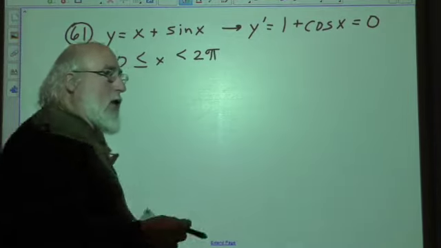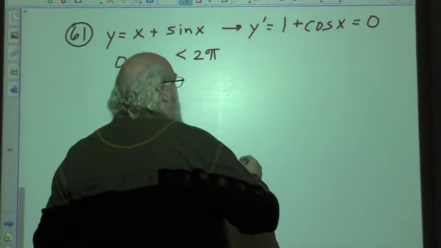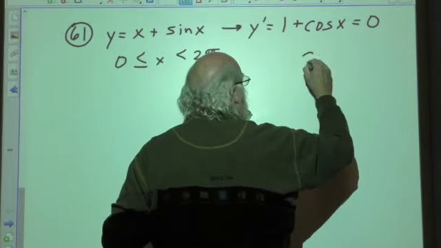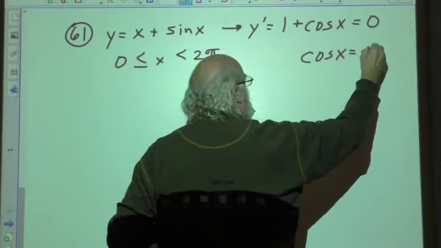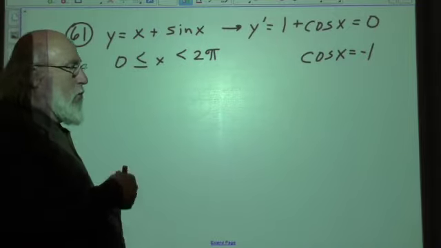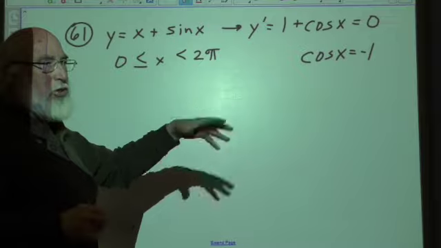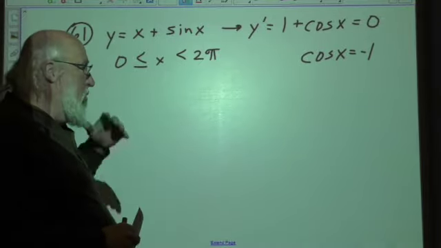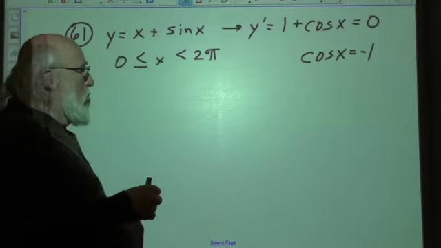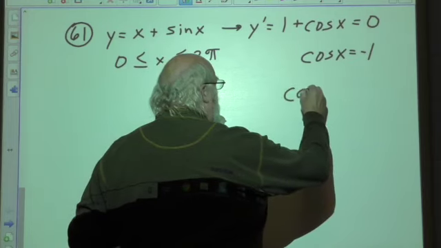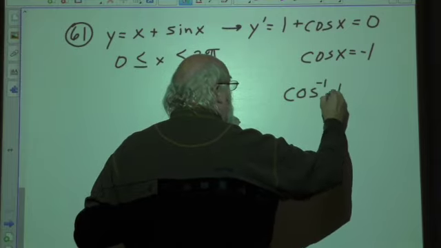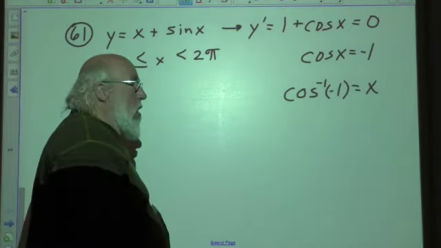Now, here's how we're going to handle that. We're going to rewrite this so that cosine x is by itself. So we're going to subtract 1 on both sides. So the cosine of x equals negative 1. Now, if you know what the graph looks like for cosine x, you can just use that graph or your mental vision of it. If not, that's cool. We can simply do an inverse cosine of negative 1. And that will equal our x.